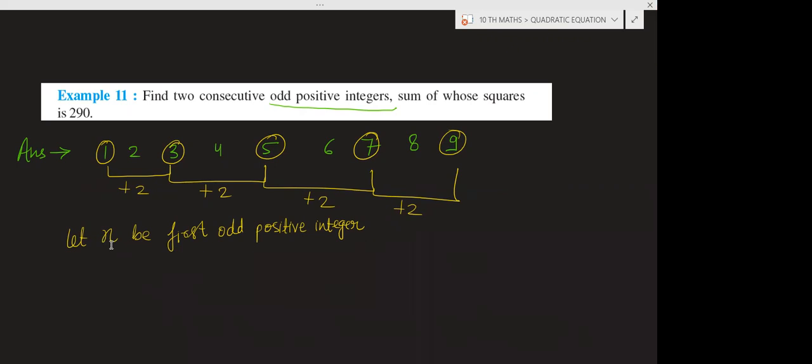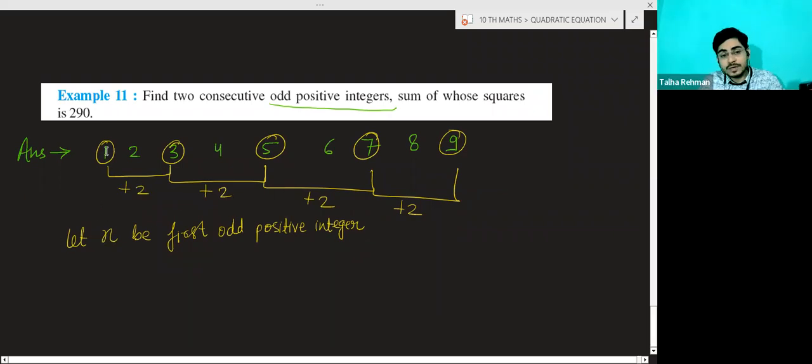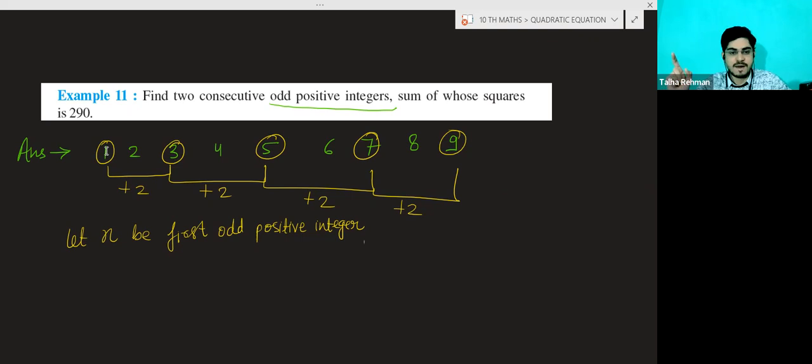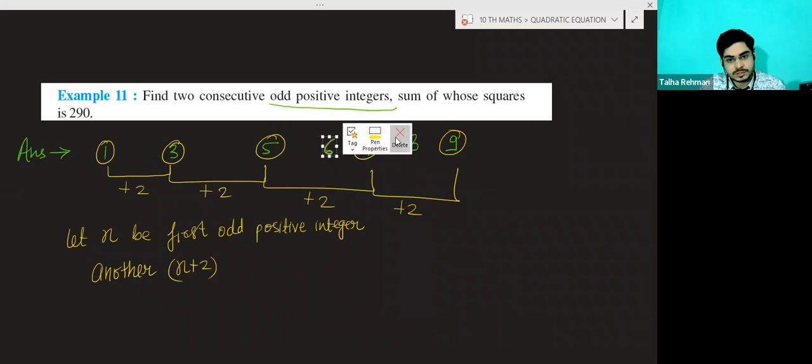x plus 1? No. That is why I have written x plus 2. When you add 2 to x, then you are getting another, the next positive integer. So the other will be x plus 2. Okay? So you can see here, this is an odd positive integer, this is odd positive, this is odd positive. I am removing this 2, this 4, this 6.